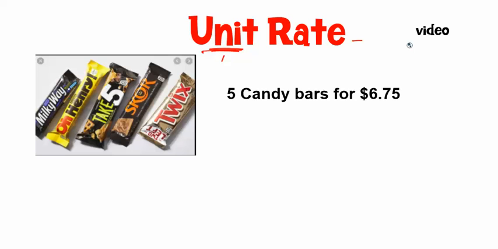So here's an example. I have these 5 candy bars here, and they're going to cost me $6.75. To figure out the unit rate just means I want to figure out how much one candy bar costs, okay? So in order to do that, we're always just going to set up a ratio. Right now, for $6.75, I can buy 5 candy bars, okay? But I want to know how much one candy bar costs.